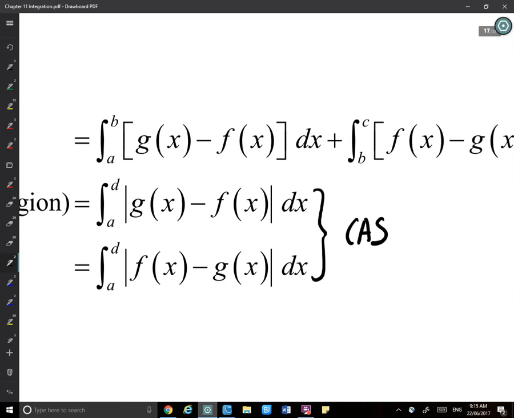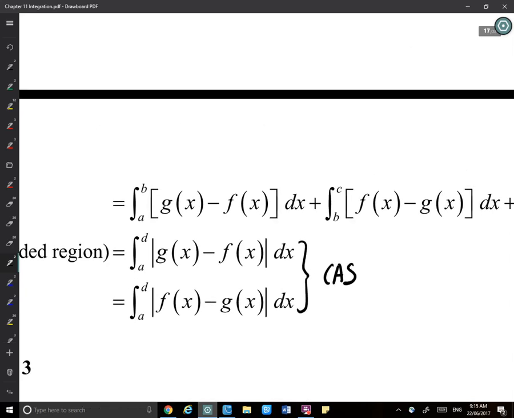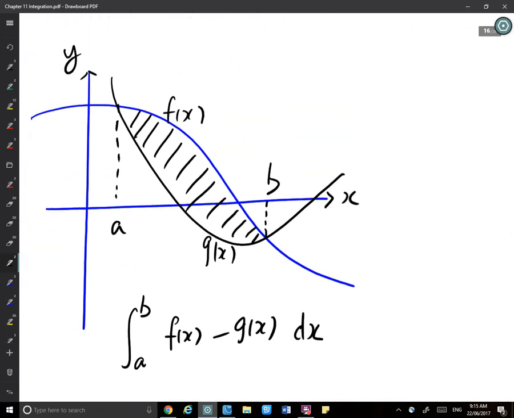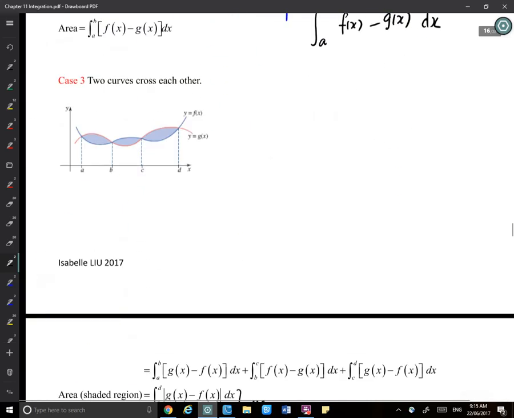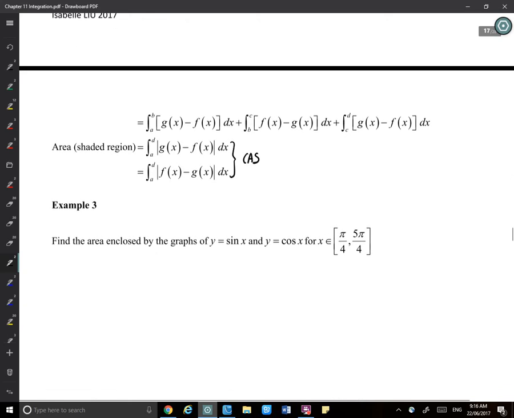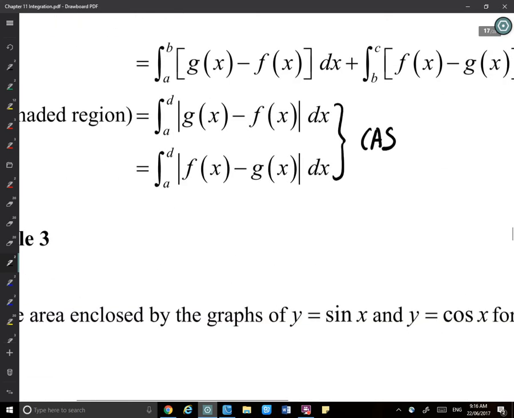Even when it's not twisting, for example in this case, I can still put an absolute sign on it, it doesn't hurt. You can always put an absolute sign around it, it doesn't change anything. So now you don't need to worry about which one to put in front and which one to put below. So what you have is an absolute sign here.